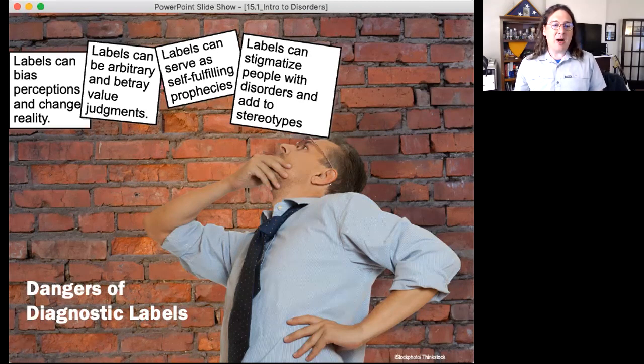They can be arbitrary and betray the value of judgments of others. Labels can serve as self-fulfilling prophecies, right? And I do see this a lot. I see a lot of people, especially with bipolar, interestingly enough. Not a lot. I mean, on occasion, I'll see somebody that will use that label as an excuse to behave badly. I had this one young woman that I was treating. She had bipolar disorder, and she was diagnosed with bipolar disorder.